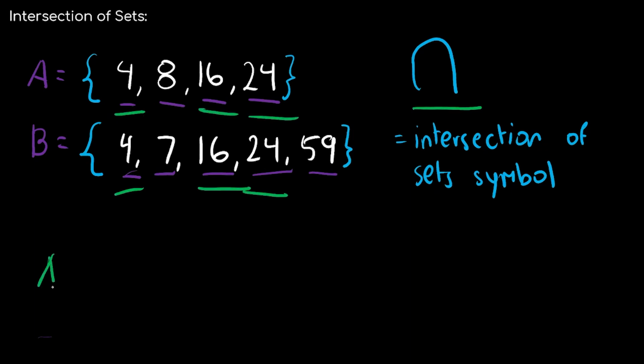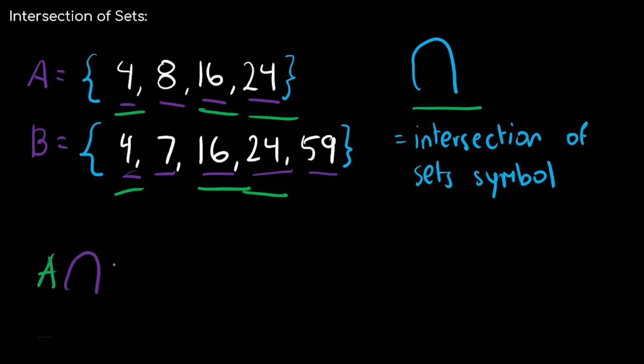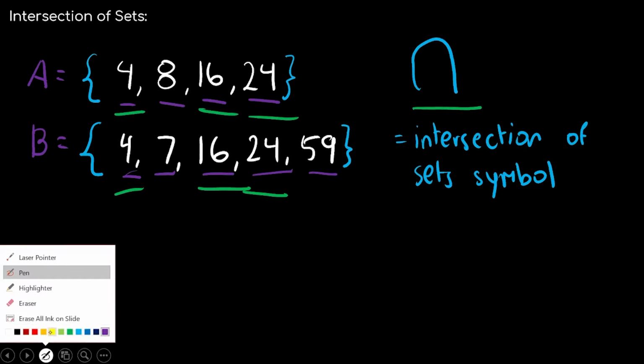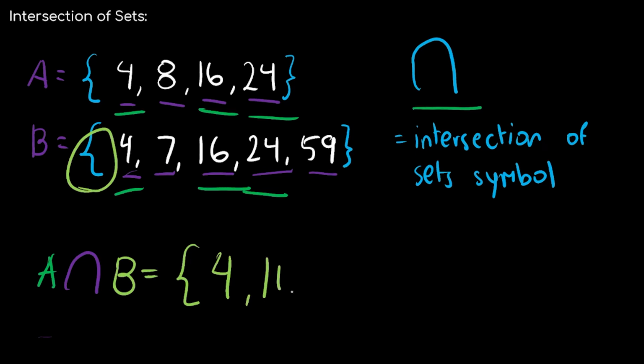So again, we write it down as, right here, let me get a different color, upside down U, then B equal to, remember you need this symbol, the braces, when you're expressing a set. We have right here 4, 16, and 24. That is the intersection of set A and set B.